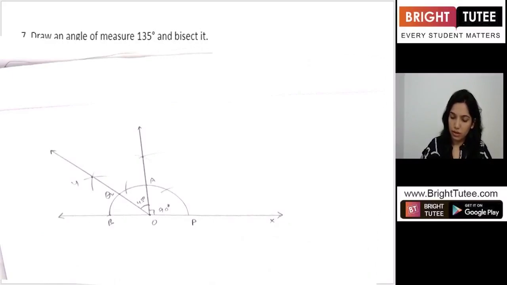So angle XOY is equal to 135 degrees. Okay. Now it says to bisect it. In order to bisect it, what will we do?